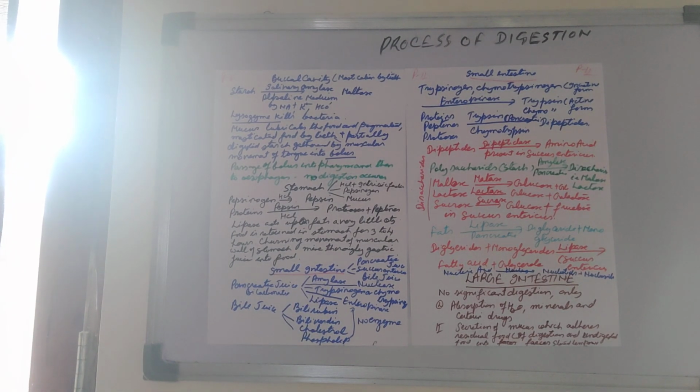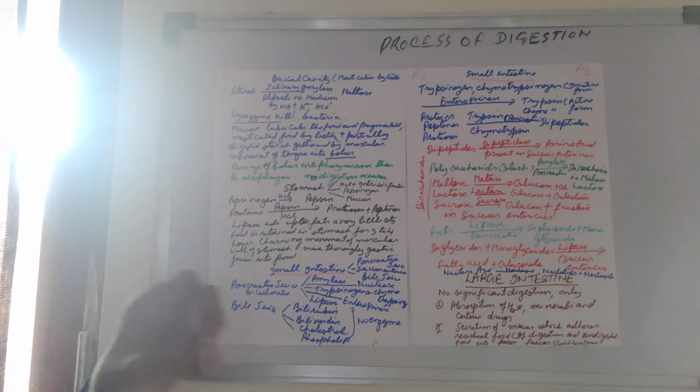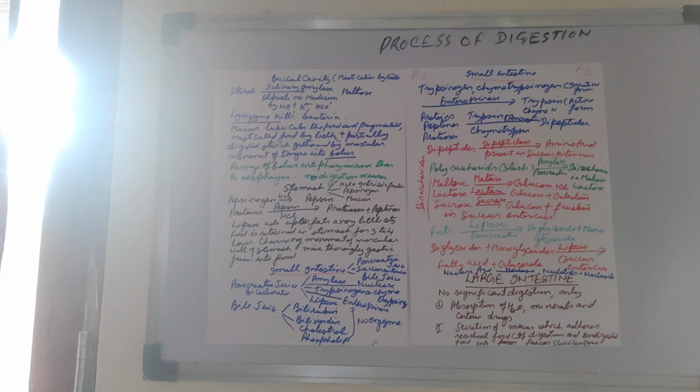In the buccal cavity, the tongue is also present. This fragmented food mixed with saliva and bicarbonate ions adheres into a ball-like structure, which is called the bolus. This bolus is passed into the stomach through the pharynx and esophagus. The pharynx is the common passage of food and air.